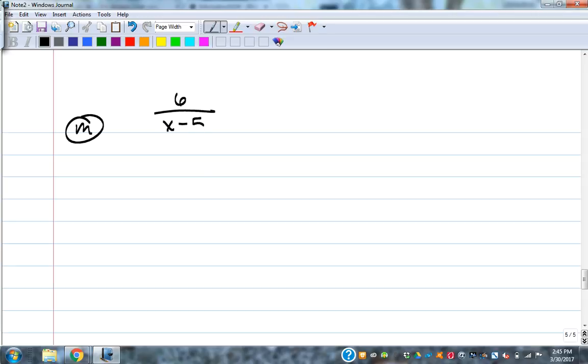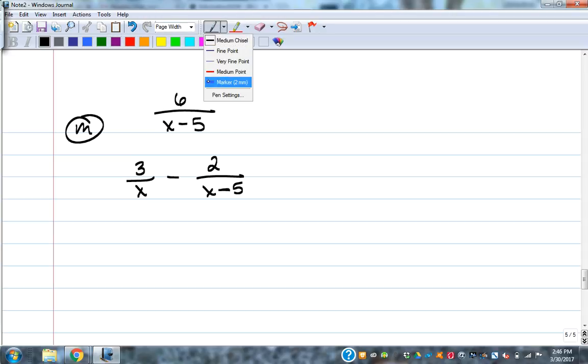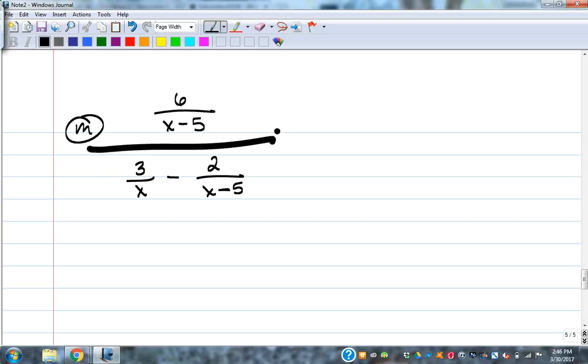6 over x minus 5 is the numerator. The denominator is 3 over x minus 2 over x minus 5. I'll use a large marker to do that. Okay. So is there any work to do on the numerator here? Okay. But there's plenty of work to do in the denominator. What's the common denominator in the denominator? It'd be x and x minus 5.